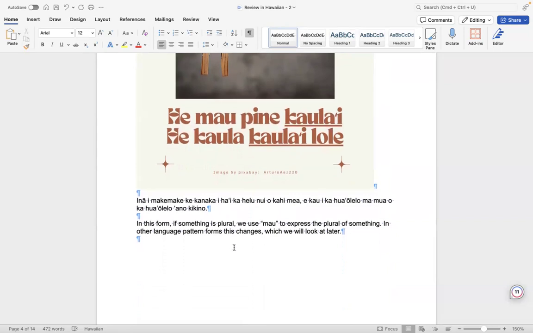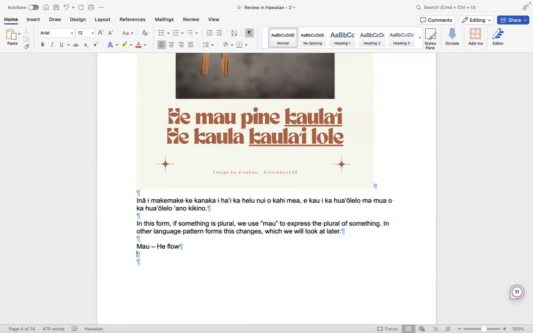In this form, as we've said before, if something is plural, we'll use mau to express the plural of something. In other language forms, this changes. We will look at that later. So I'm going to just go ahead and put that now in this form. Hay form. I'm just going to put a hay flow.